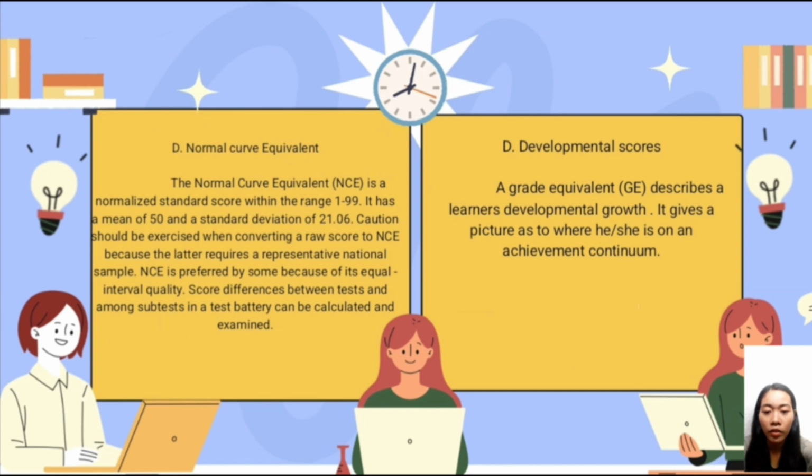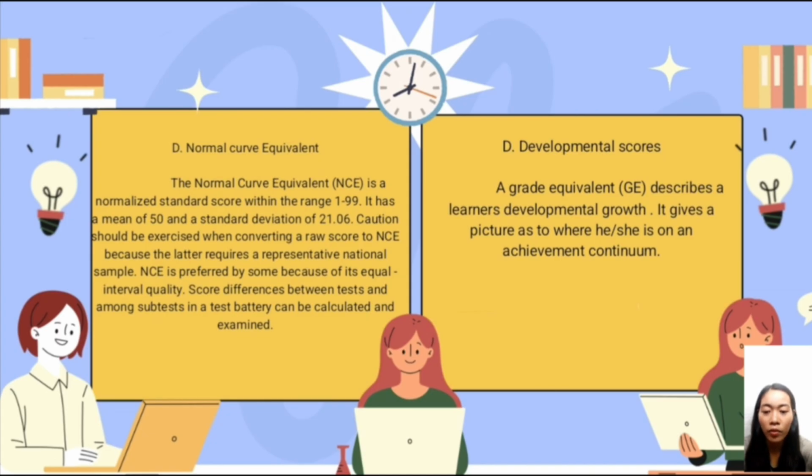The normal curve equivalent, or NCE, is the normalized standard score within the range 1 to 99. It has a mean of 50 and standard deviation of 21.06. Caution should be exercised when converting a raw score to NCE because the latter requires a representative national sample.